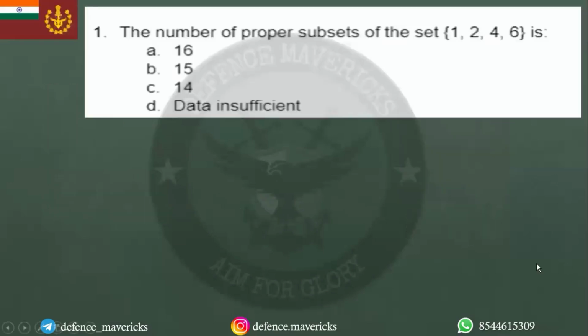Now coming to the first question. These are all PYQs. Sometimes someone might feel that this question is so difficult, or maybe someone might feel that this question is so easy. But these are all PYQs. So the first question is they have asked you the number of proper subsets.